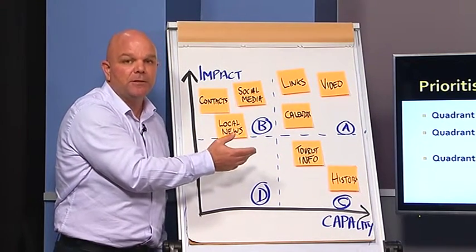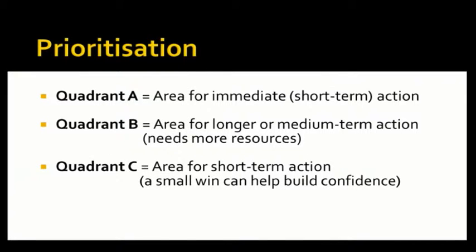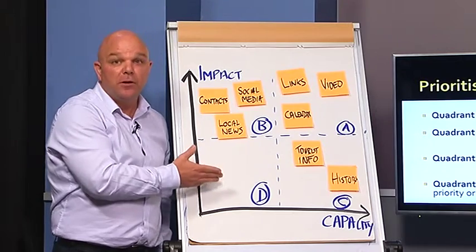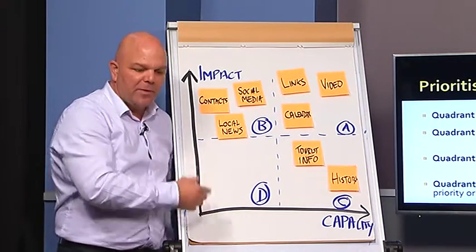And the final one there is Quadrant D, and that's one which is probably something you need to come back to later on. It's an area where any ideas in there aren't really going to have a lot of impact, and there's not a massive amount of capacity there.